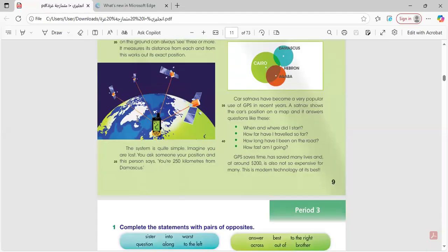GPS saves time, has saved many lives, and at around $200 is also not so expensive for many. This is modern technology at its best. Okay, so do you agree, guys? This technology is beneficial. It's good for humans. What do you think? Yes or no? Think about it and tell me. In my opinion, it's very beneficial. It's really beneficial because it helps us to reach our destination and saves us. Okay. What do you think, guys?